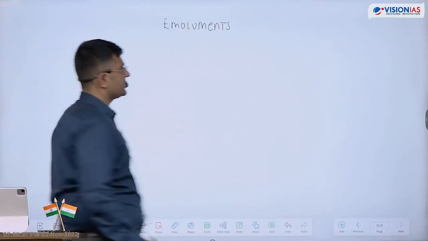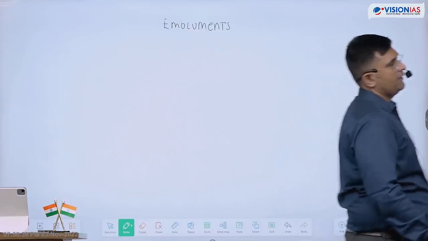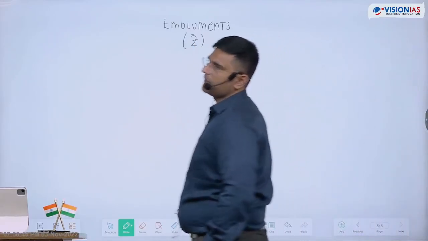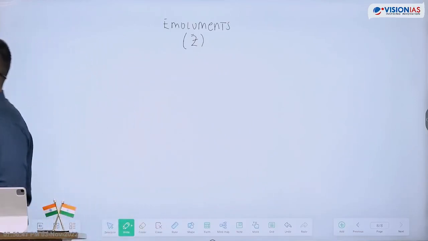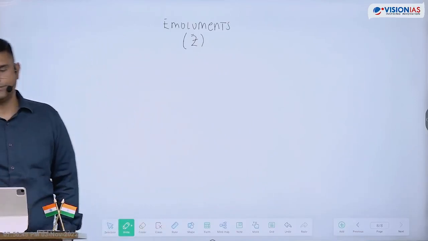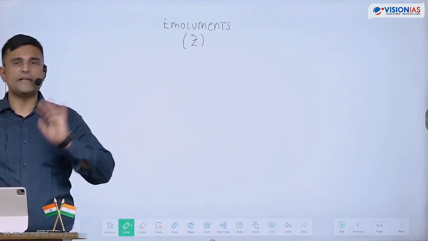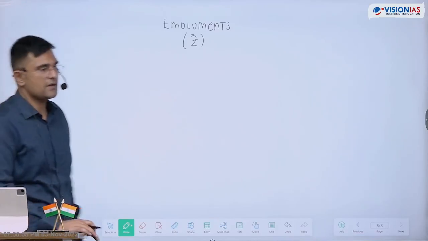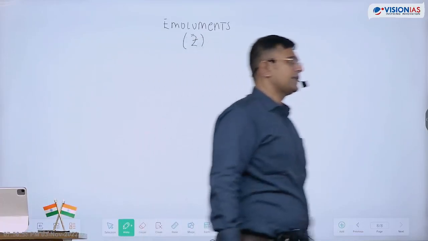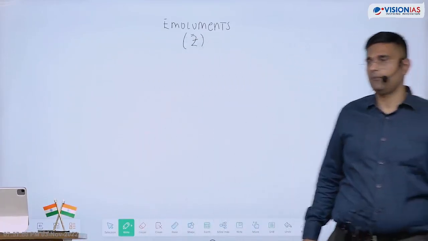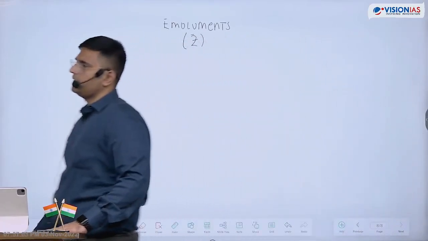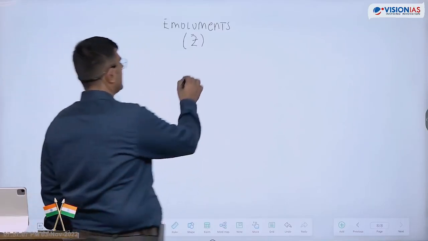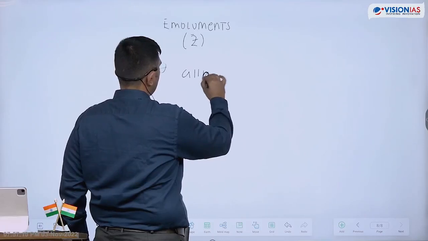Emoluments of Mansabdar, in brackets you can write down the rupee symbol, is equal to the money that he gets, his personal salary, plus allowance.